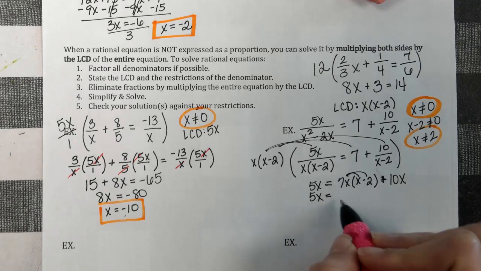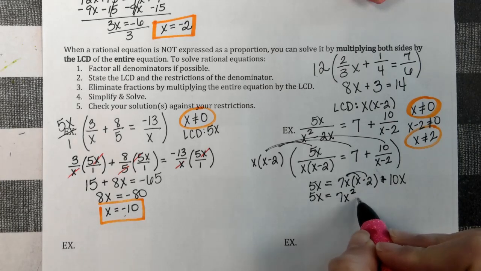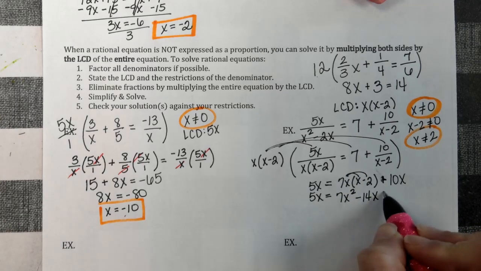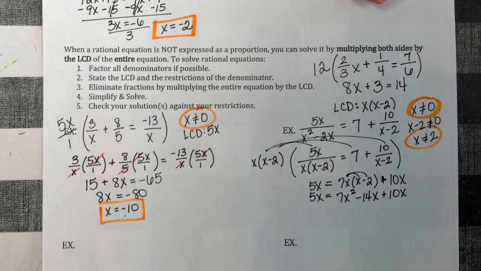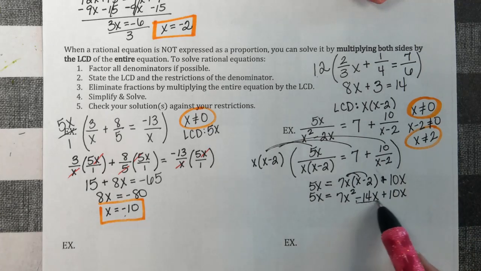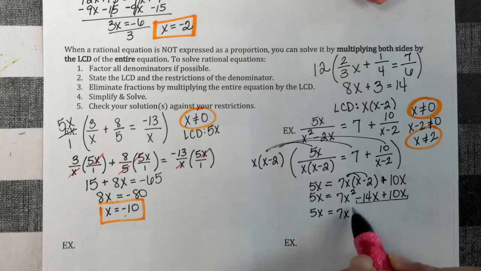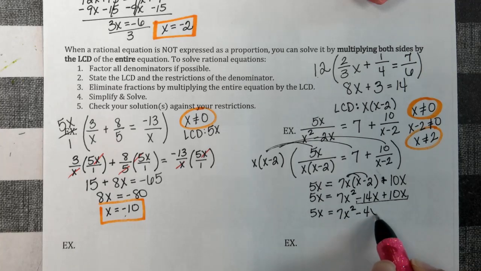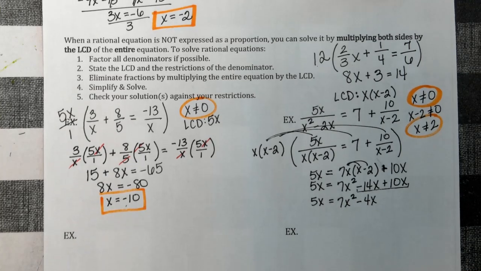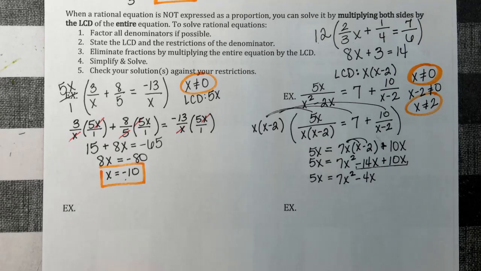So then all I'm going to do is simplify. 7x times x minus 2 gives me 7x squared minus 14x. Then I have the plus 10x. Okay? So I can combine negative 14x plus 10x, and what does that give me? Negative 4x. Okay? I've got 5x equals 7x squared minus 4x.